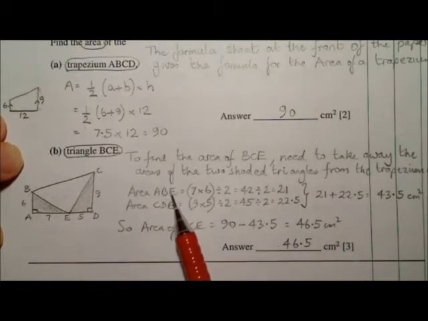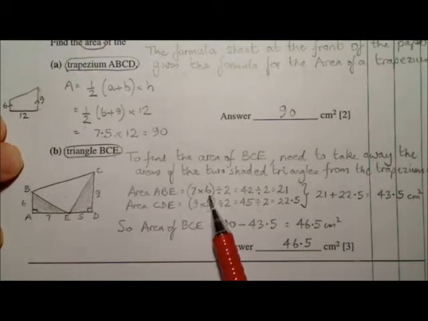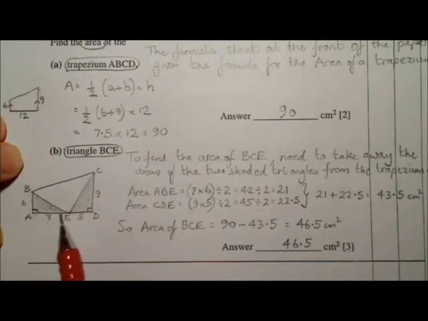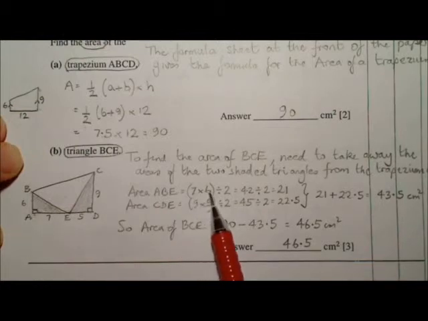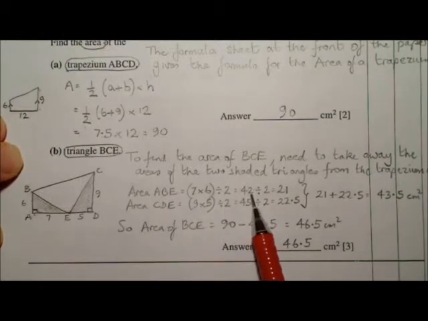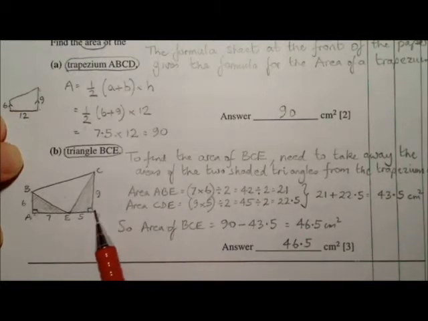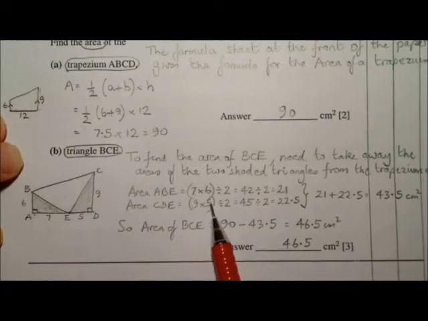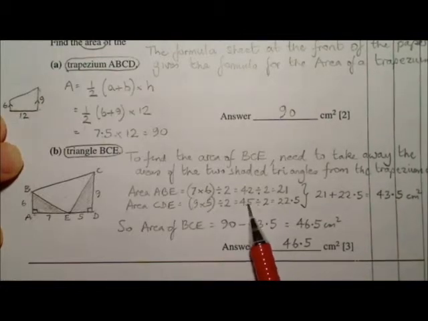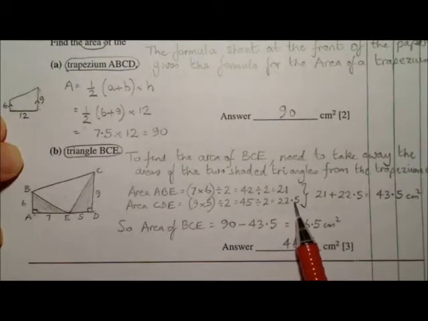So you need to remember the area of a triangle is half times the base length by the perpendicular height. So let's look at ABE. We've got 7 along the base. We've got 6 for the perpendicular height. So 7 times 6 divided by 2 is 42 divided by 2, which is 21. And then area of triangle CDE. Again, we've got 5 for the base, 9 for the perpendicular height. So it's 9 times 5. We have to divide that by 2. So it's 45 divided by 2 is 22.5.